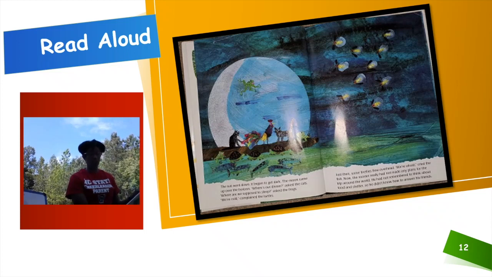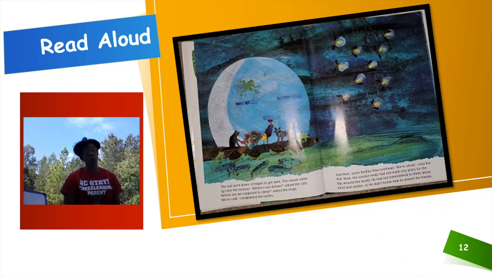Now the rooster really had not made any plans for the trip around the world. He had not remembered to think about food and shelter. So he didn't know how to answer his friends. Uh-oh, the rooster wasn't very prepared for their trip, was he?